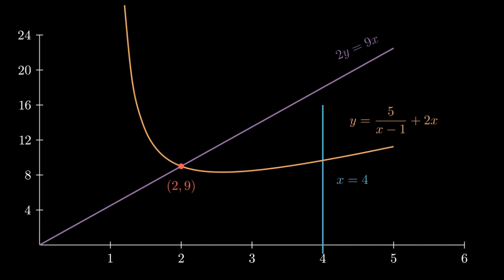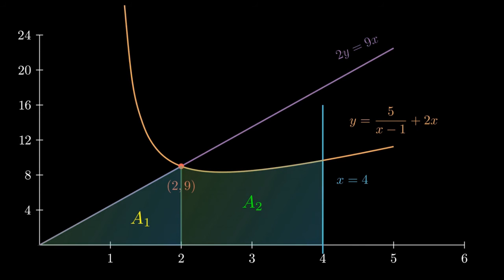Okay, here we have an area bounded by 3 functions. Okay, and importantly, they've given us this intersection point here of 2, 9. Okay, so we need a strategy here, and the best idea, I think, is to split this into 2 pieces. So we have area 1, area 2.